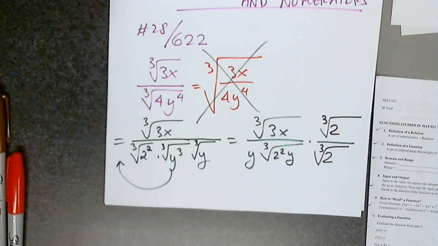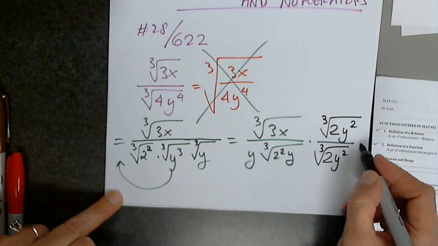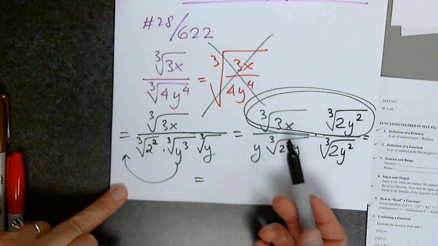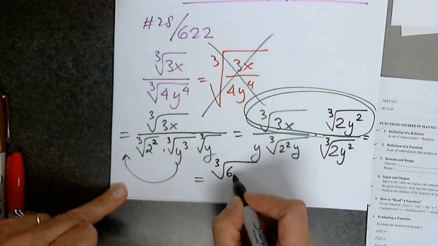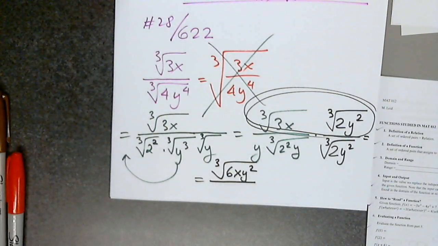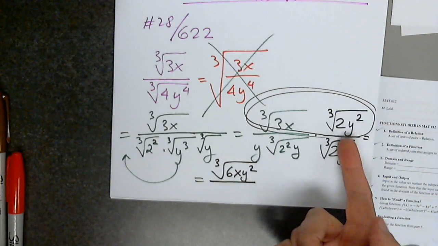How many y's do I have? But I need to have a total of 3. How many am I missing? 2. I'm missing 2. The numerator is very clear. There is nothing I can do to it. I just have to write it as the cube root of 6xy squared. I multiply the cube root of 3 by the cube root of 2. I get the cube root of 6, and then x, and then y squared.